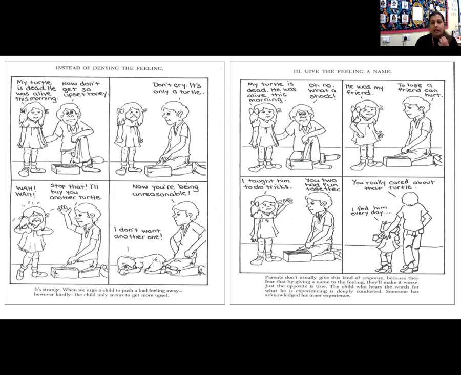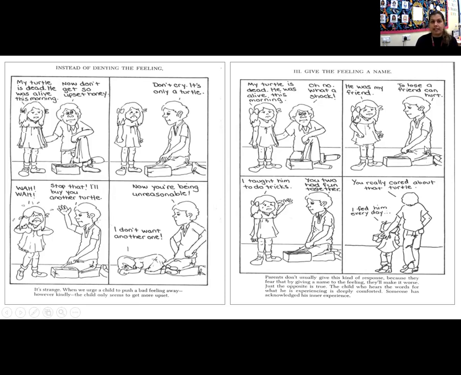He was alive this morning. Oh no, that's a shock. He was my friend. To lose a friend can hurt. I taught him to do tricks. You two did have fun together. I fed him every day. You really cared about that turtle.